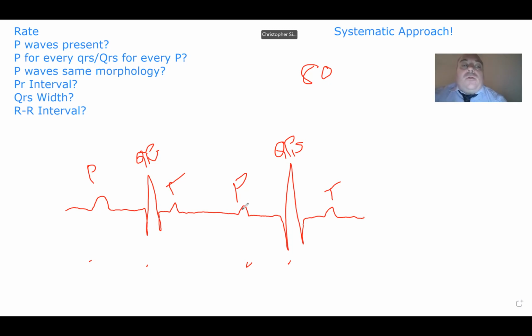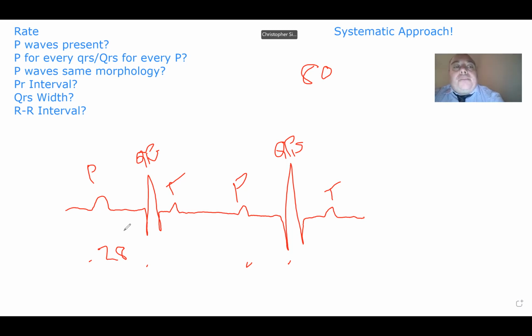Now, PR interval. What if I told you that this PR interval was 7 small boxes? So what would you tell me the PR interval is? You should say 0.28 seconds. Well, we know that our PR interval is supposed to be 0.12 to 0.20. So that is prolonged. So we would say this has a prolonged PR interval.